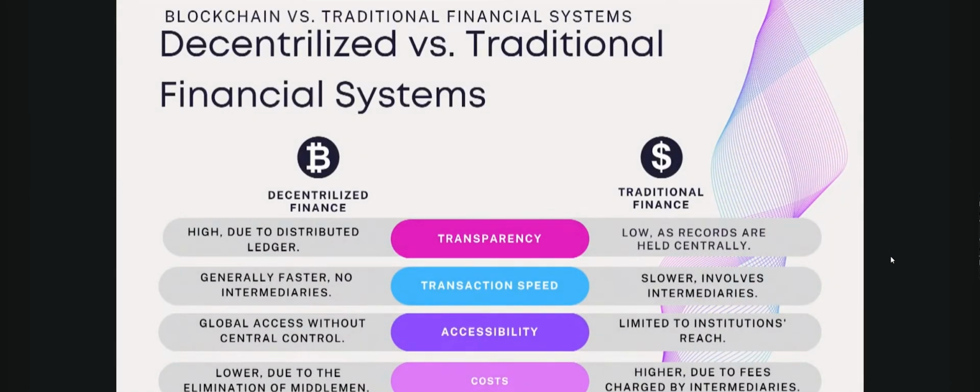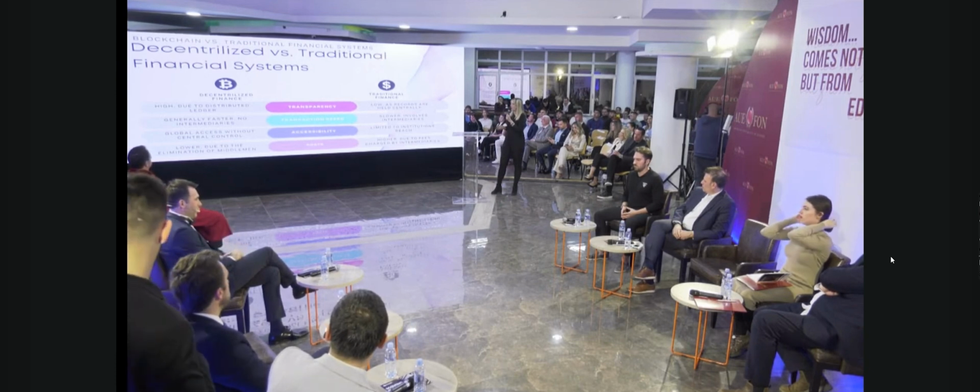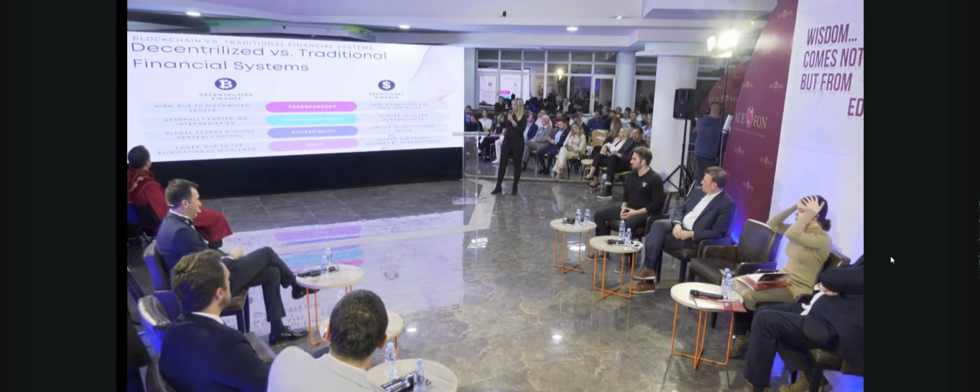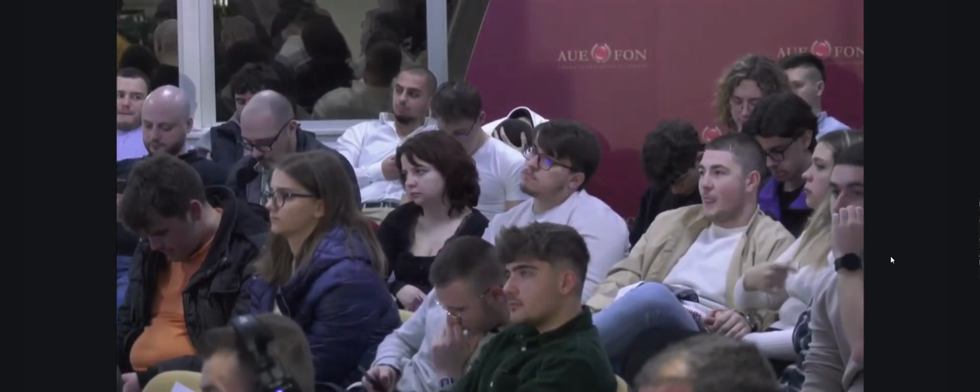So what is the decentralized versus the traditional financial systems? We have the most known, Bitcoin, and also the traditional finance. According to these four points, the transparency, the transaction speed, the accessibility, and the costs, we can see that we have high transparency, very fast transaction speeds, accessible throughout the whole world, and very low to even close to zero costs, compared to the traditional financial systems.